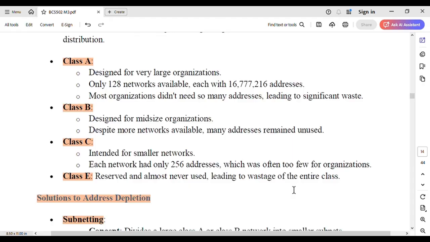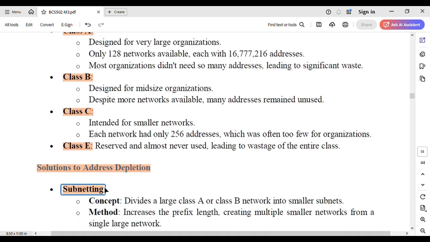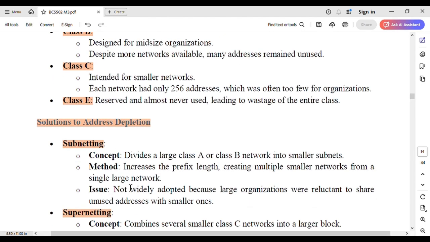Then what is the solution for this? The solution for address depletion is subnetting. We can address these problems by using subnetting, which divides a large class A or class B network into smaller subnets. The method increases the prefix length, creating multiple smaller networks from a single large network. The issue is that it was not widely adopted because large organizations were reluctant to share unused addresses with smaller ones.